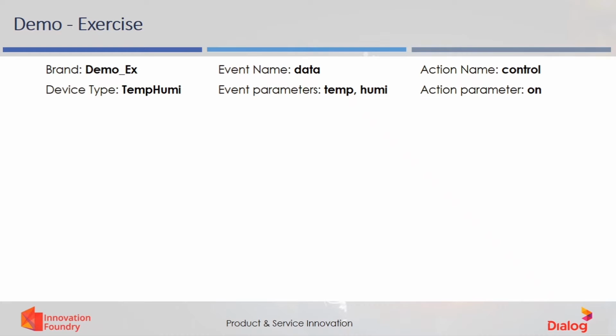Here I'm going to onboard a temperature and humidity sensor from a brand called demo_ex. I'll use temp_humi as name for the device type. The device will send an event named as data with the data parameters temp and humi. I will also create an action named as control with an action parameter called on. The message structure would be in JSON format. I will refer to this again while doing the exercise.